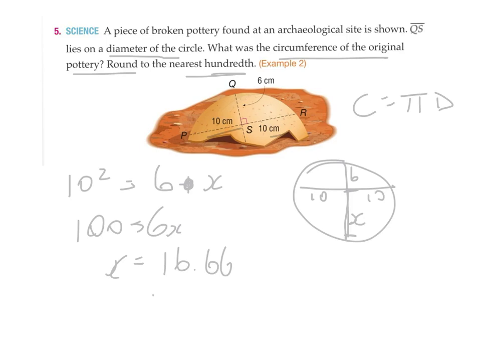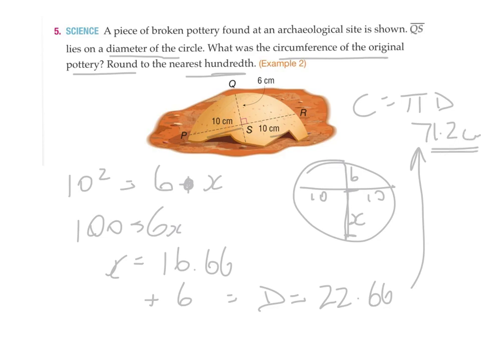You've still got to add on to that the 6, so your actual diameter is equal to 22.6, and now you multiply it, so you plug it into here, so 22 times 22.6 times by pi, and you will get an answer of 71.2. And it's centimeters and it's length, so just leave it at that. All right, so 71.2 is to the nearest hundredth.